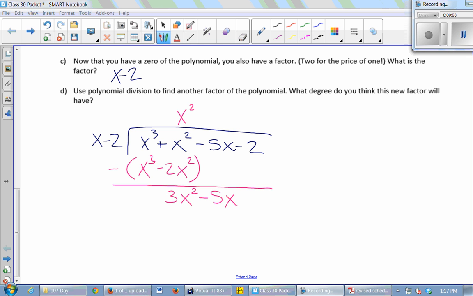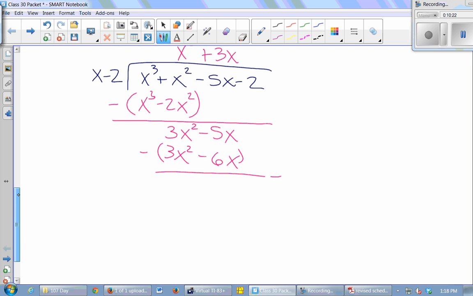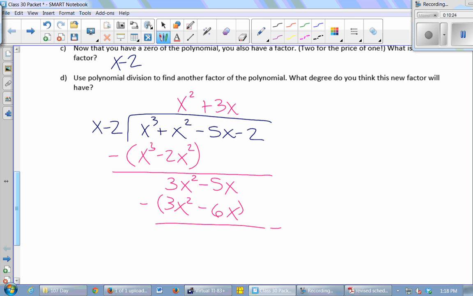Now again, you just start over. Look at the leading terms. X and 3x squared. What do you multiply x by to make 3x squared? Positive 3x. 3x times x is 3x squared. 3x times negative 2 is negative 6x. And we subtract. So 3x squared minus 3x squared, those cancel. Negative 5x minus negative 6x is x. Bring down the minus 2.